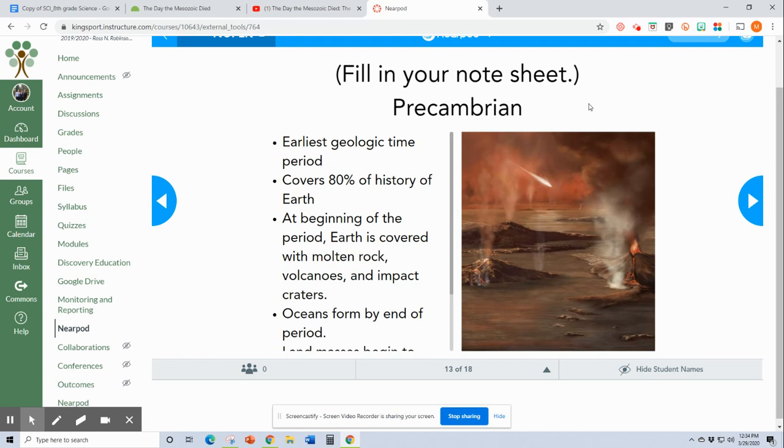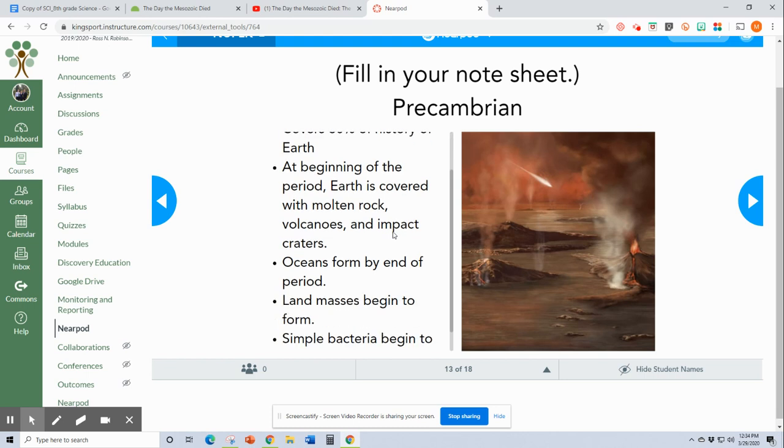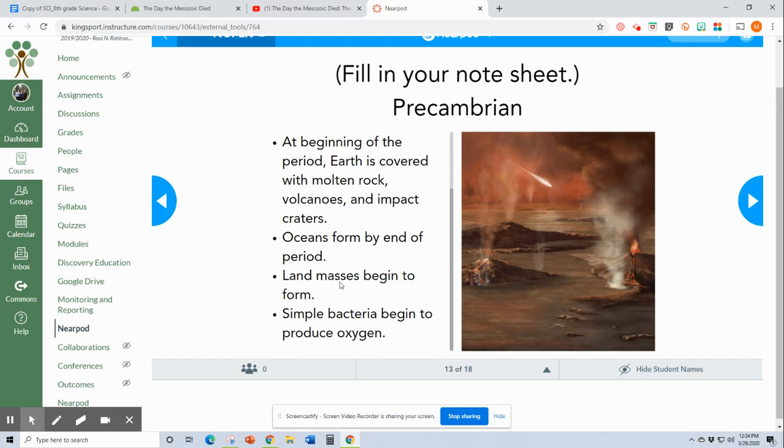And we think it was probably covered with a lot of volcanoes, impact craters from all those meteors. We are really condensing a whole lot of time, millions of years here. Oceans formed by the end of the period. We start to see our landmass. And then finally, some simple bacteria begin to produce oxygen. Okay. So this is an artist's idea of maybe what that would have looked like. Obviously, nobody was there.